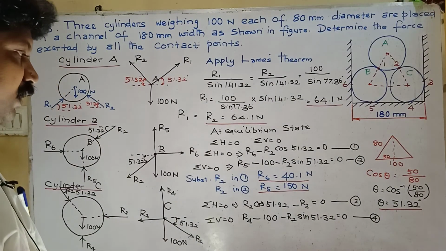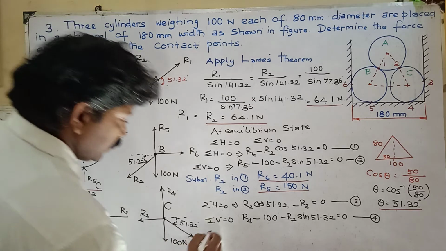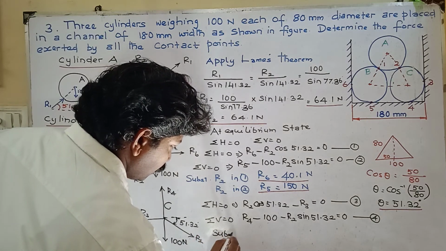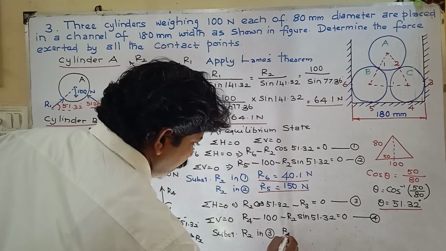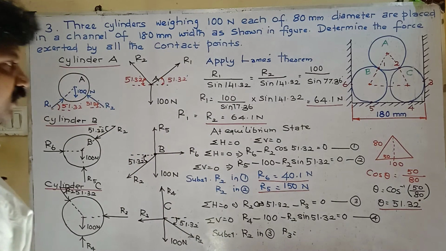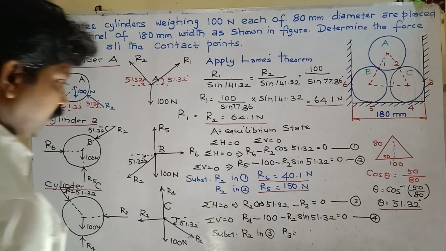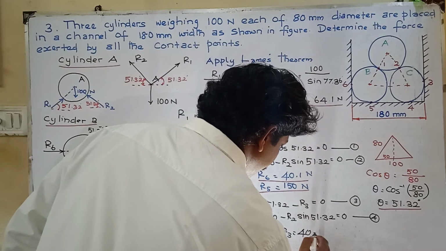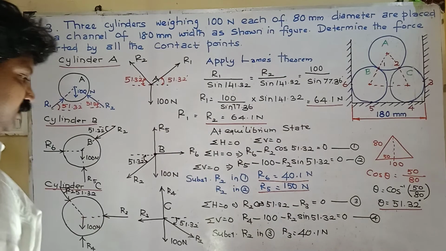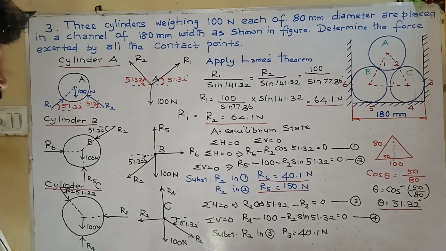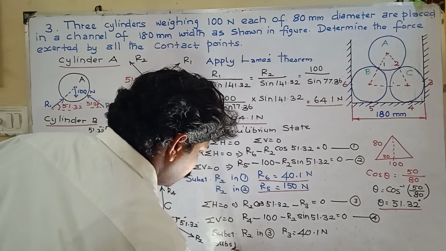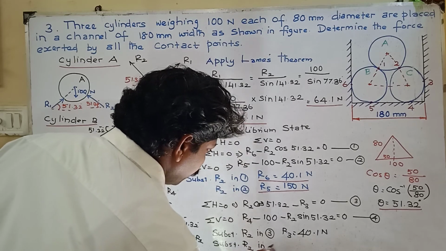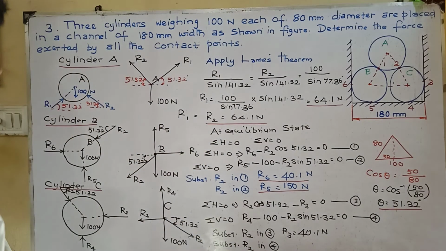Now substitute R2 in equation 3, find the value R3. What is the R3 value? From that, 40.1 Newton. R3 equal to 40.1 Newton. And then substitute R2 in equation 4.